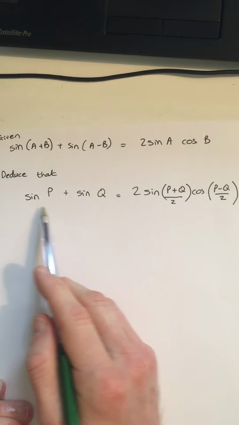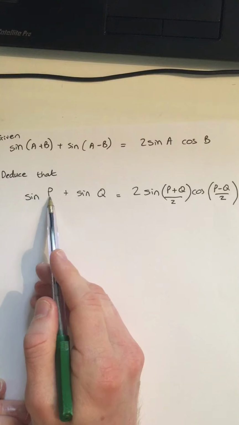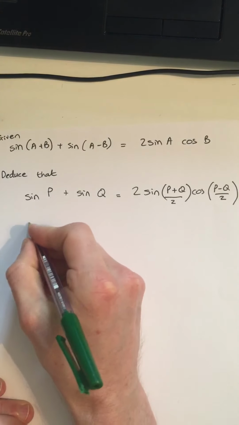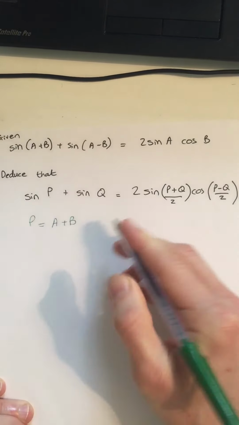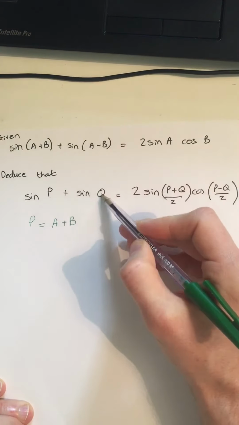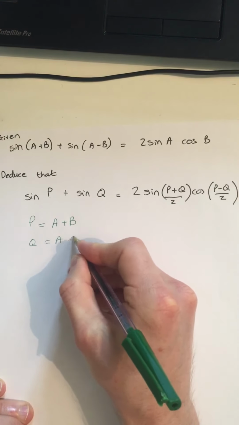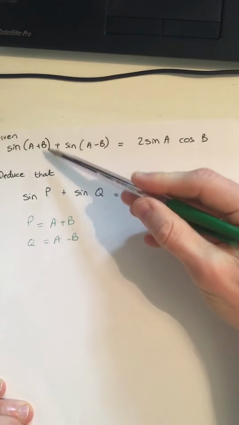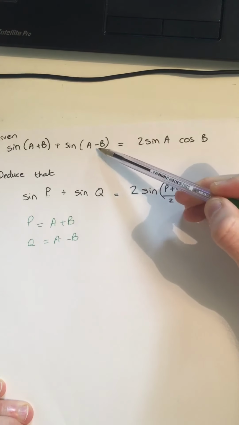So if the left-hand side here is going to be the same as the left-hand side here, then P must be equal to A plus B. These must be the same. And also these must be the same. Q must be equal to A minus B. So I'm just looking at the left-hand side. This must be the same as this. This must be the same as this.